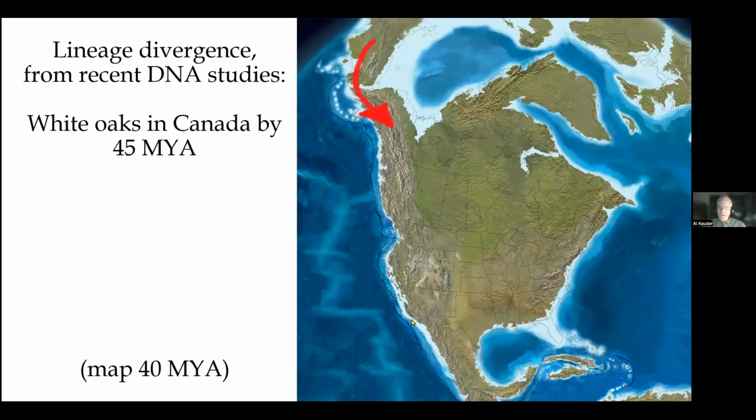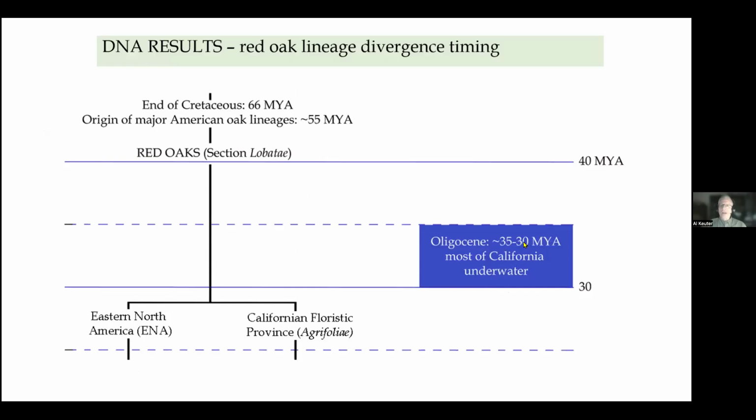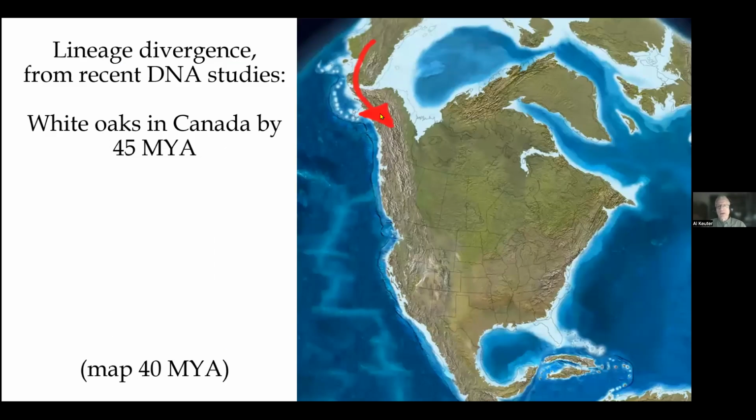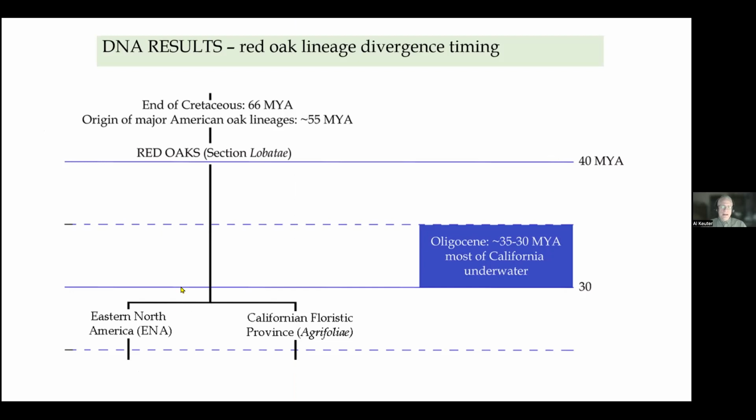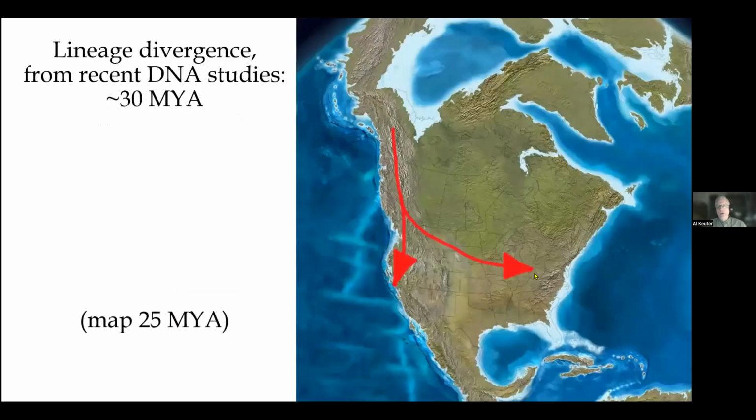But you'll see there's no Baja California. There's no California. Basically, we've got the Pacific Ocean lapping at the base of the Sierra Nevada. So how do we get California oaks? Well, we're going to have to wait because most of California is underwater until 30 million years ago. So here we have the red oaks splitting off of the white oaks up here, and then shooting into eastern North America.